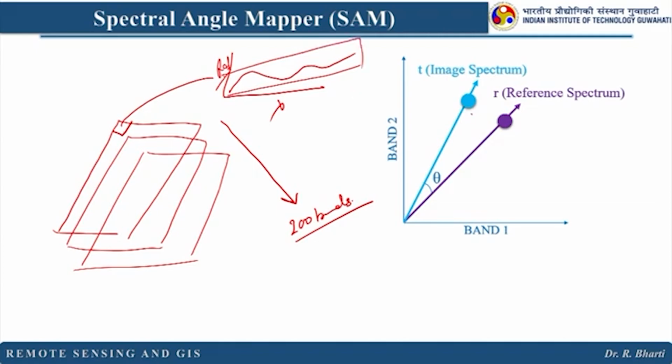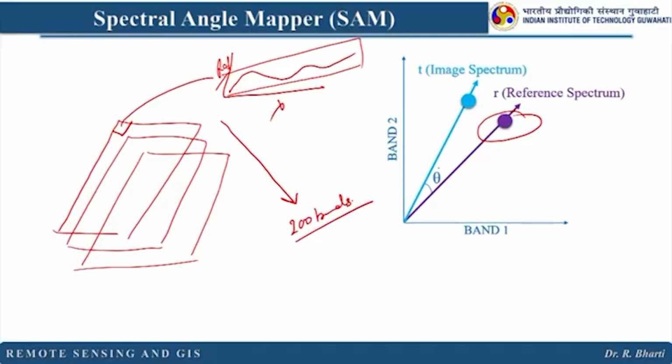used here as the image spectrum, whereas this reference spectrum is an end member derived from MNF and PPI, or maybe field investigation, or maybe from lab investigation. So, whatever you have done does not matter. Here you need to have a reference spectra, and that will be used to estimate the angle between the target spectra and the reference spectra.